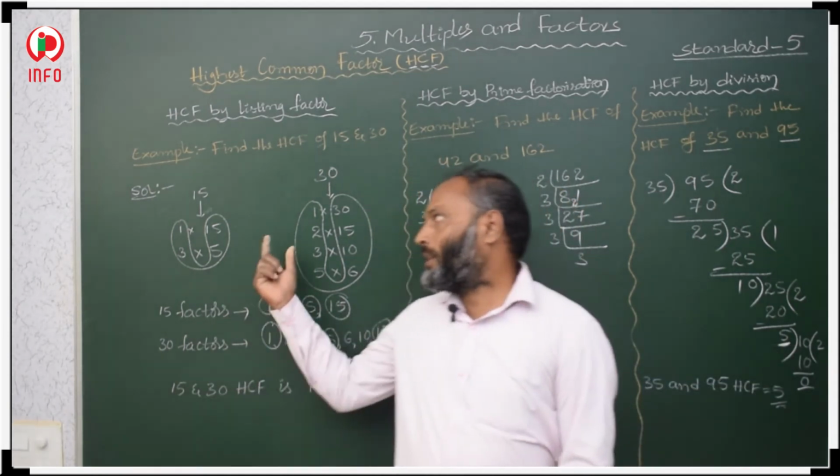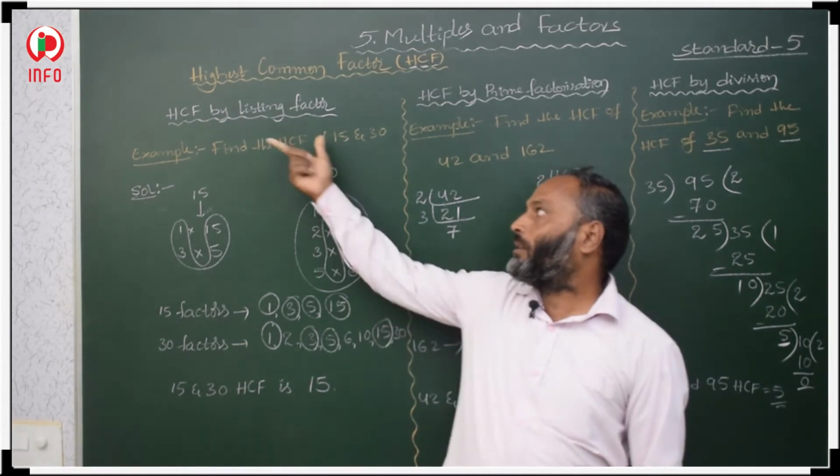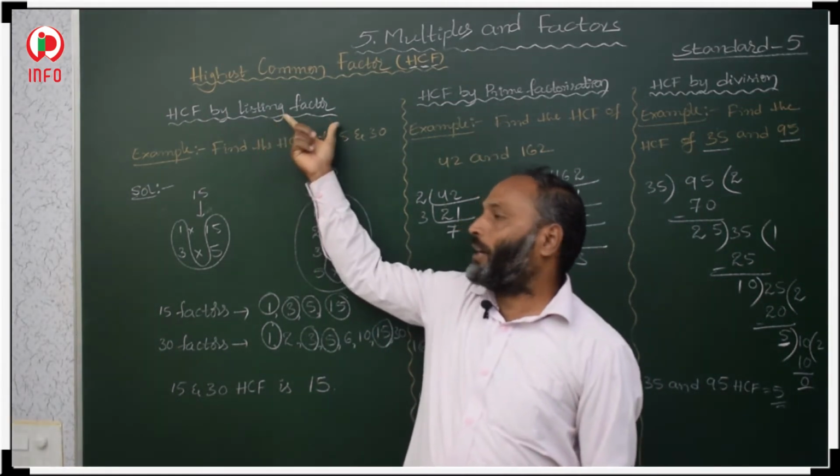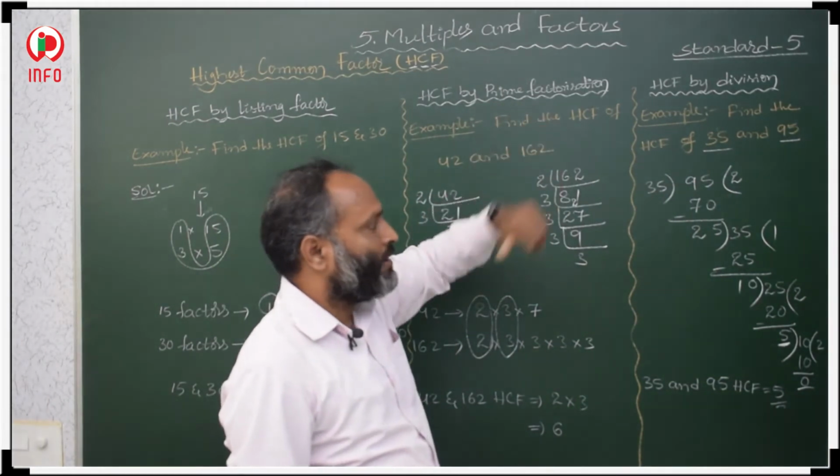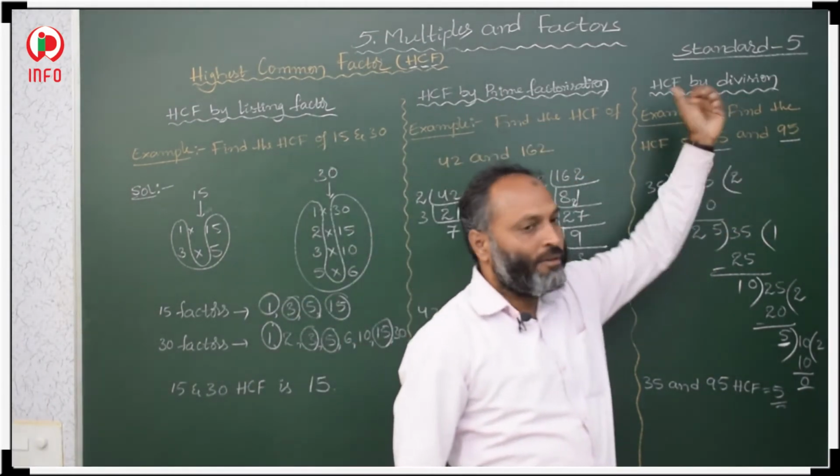Okay. These are the three methods. The first concept is the listing factor concept, the second is the prime factorization concept, and the third is the division concept.